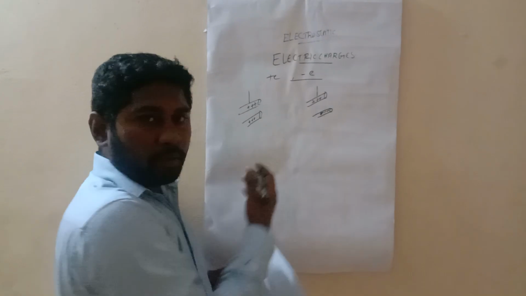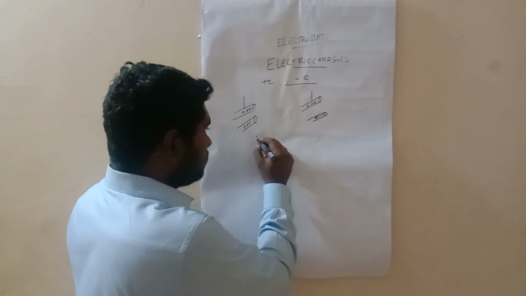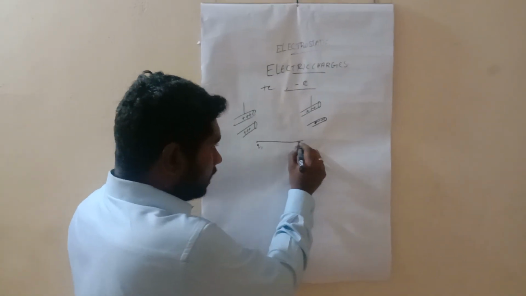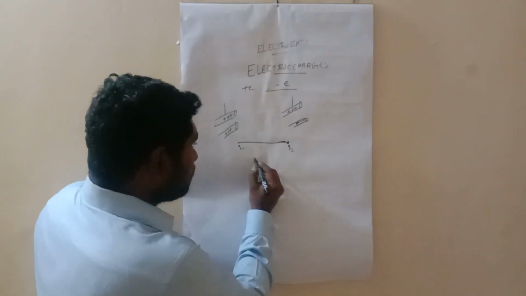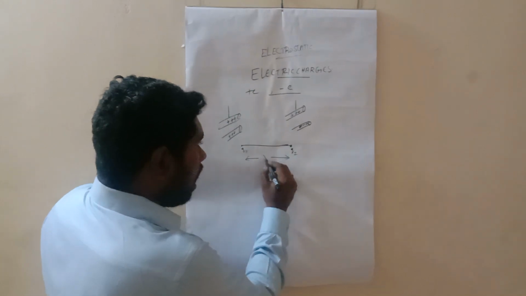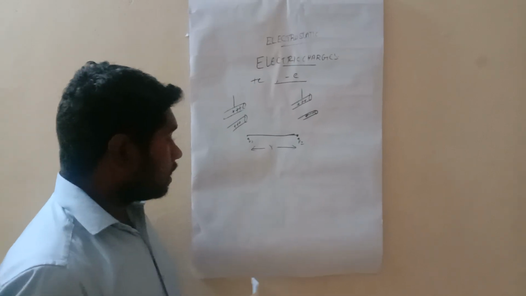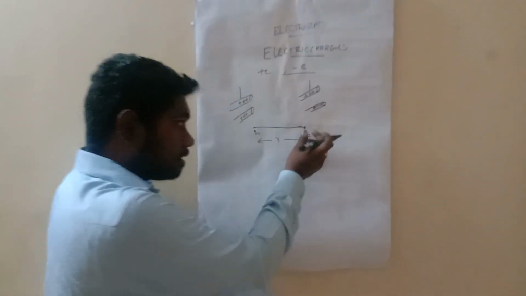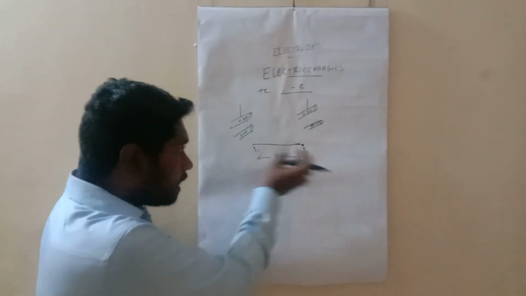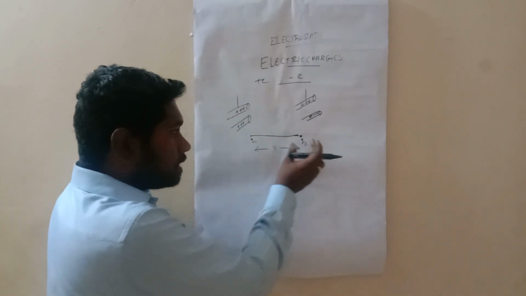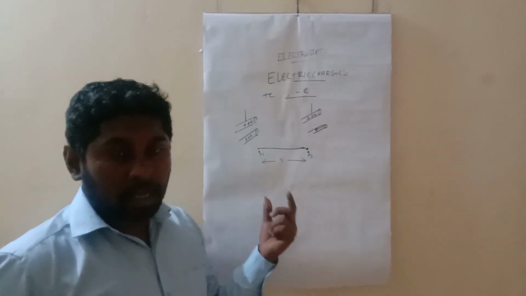So now I will explain Coulomb's law. Consider two point charges, electric charges. One is Q1, and at a particular distance another electric charge, Q2, and the distance between them is R. Coulomb's law describes the forces between these two charges, Q1 and Q2.